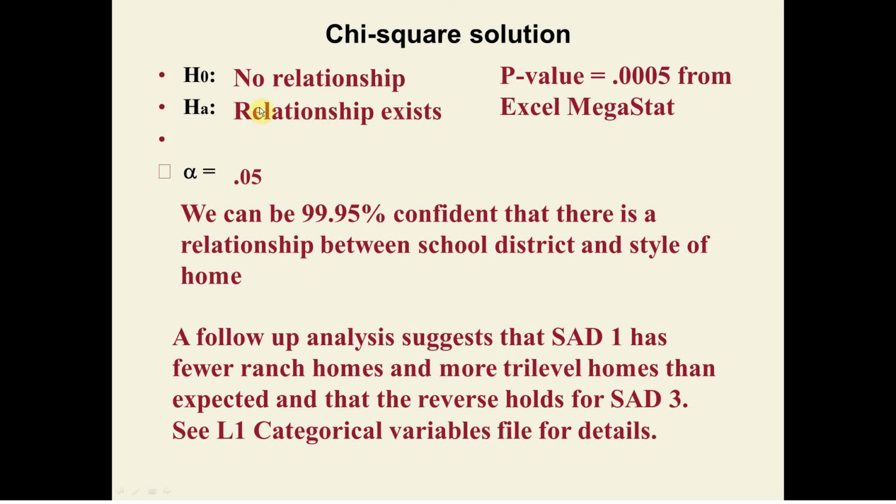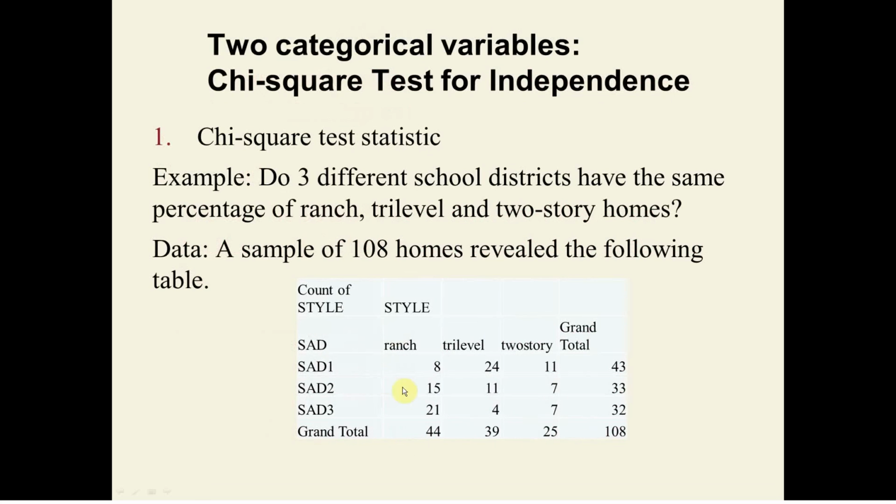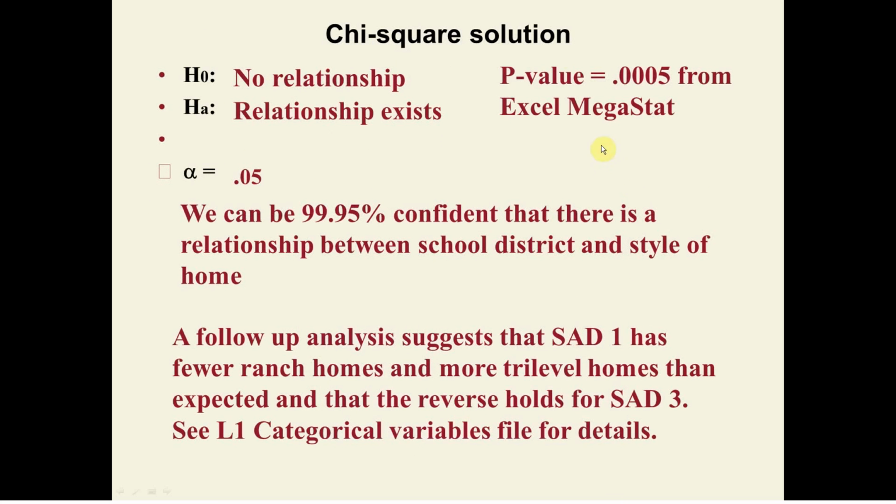If they are not equal, meaning the probability of one given the other is not equal to the one without it, then a relationship exists. We'll take a look at that further, but the basic idea is just remember that the alternative is relationship exists and no relationship is the null. If we run this particular data through our chi-square, putting this table into the chi-square in MegaStat, we get a p-value of 0.0005. That's less than 0.005. Therefore, we're 99.9% confident that there is a relationship between school district and style of home.